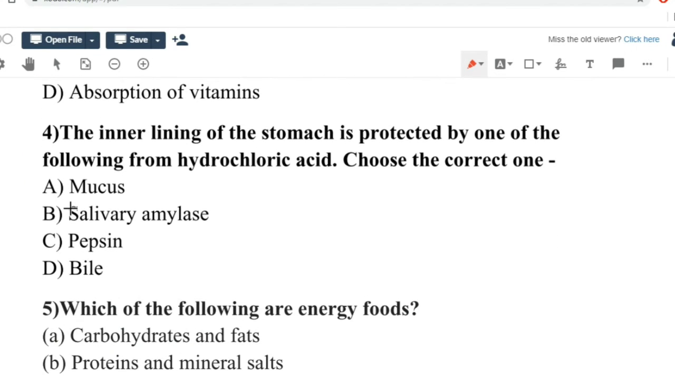The inner lining of the stomach is protected by one of the following from hydrochloric acid. Choose the correct one. Now we have studied that in the stomach we have hydrochloric acid to kill the microbes which are present in the food, and also to activate pepsin. Since hydrochloric acid is present, it can corrode the walls of the stomach. So, that is why we have mucus.